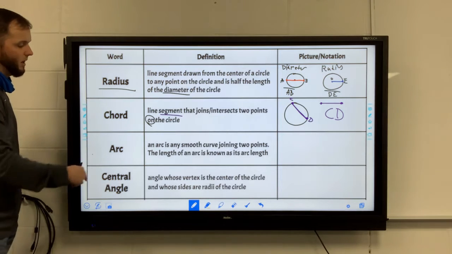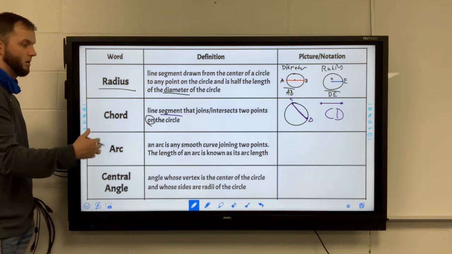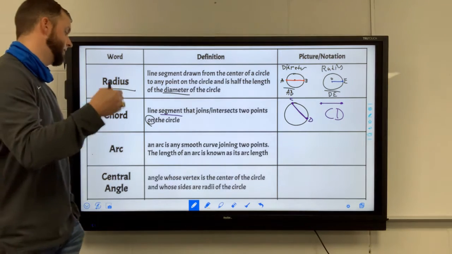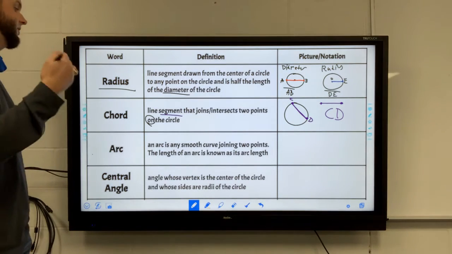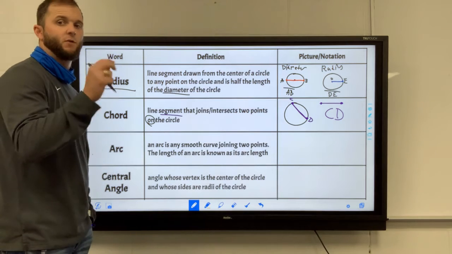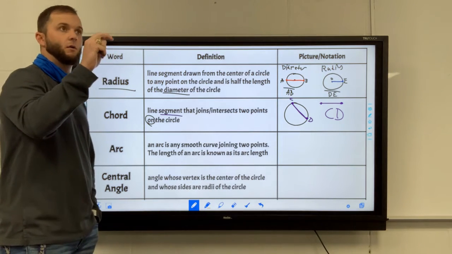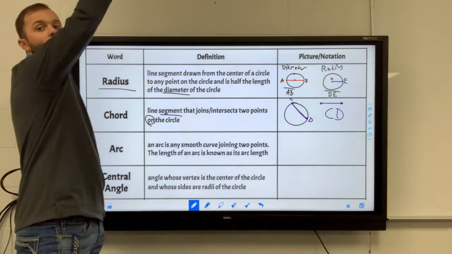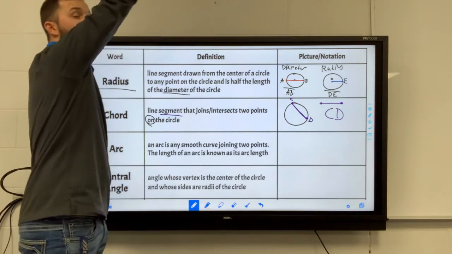The next thing we're going to talk about is called an arc. An arc is any smooth curve joining two points. The length of an arc is known as its arc length. Okay, so for instance, if I'm talking about an arc, think of the phrase "put more arc on it," like if I'm throwing a baseball, put more arc on it. We're looking to make it more of a curve.